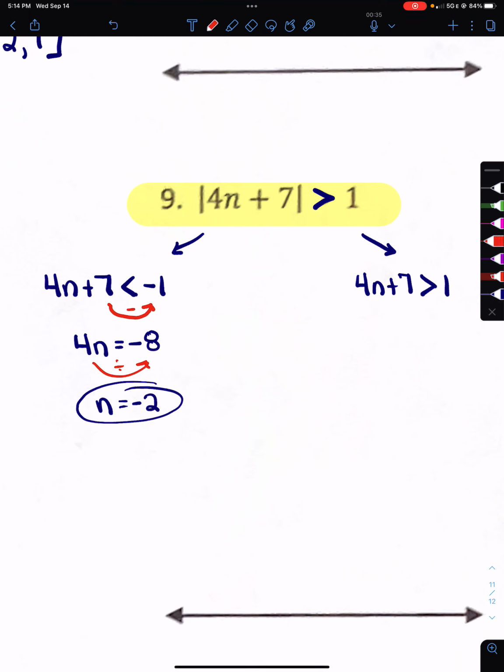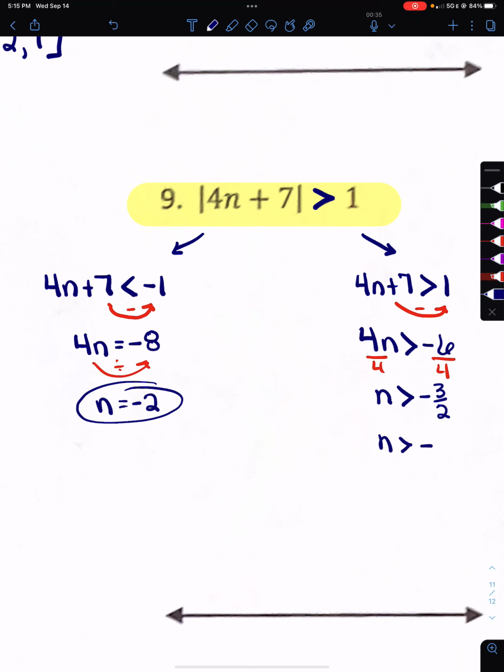On the next one, again, subtract 7 from both sides. So this time I get 4n is greater than, this one here is going to be -6. Divide both sides by 4, and we get n is greater than -3/2. Or you can write it as n is greater than -1.5. There's my two solutions.